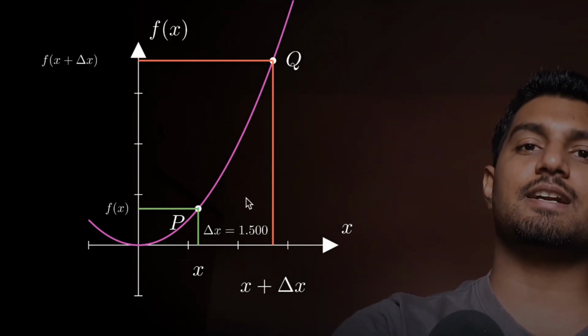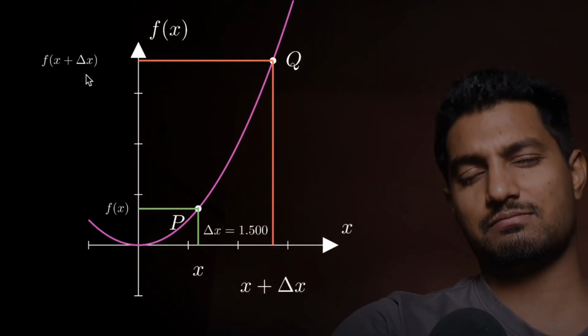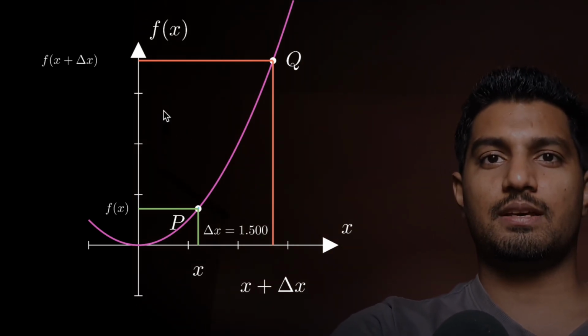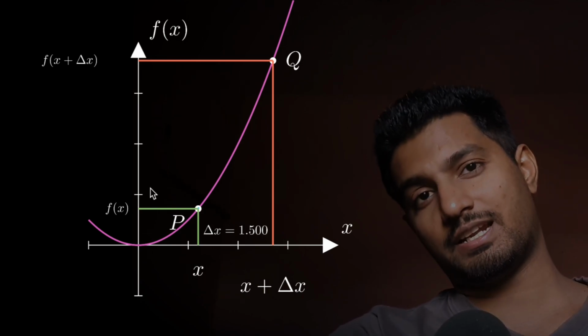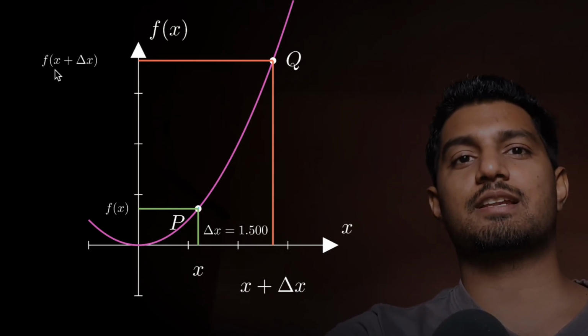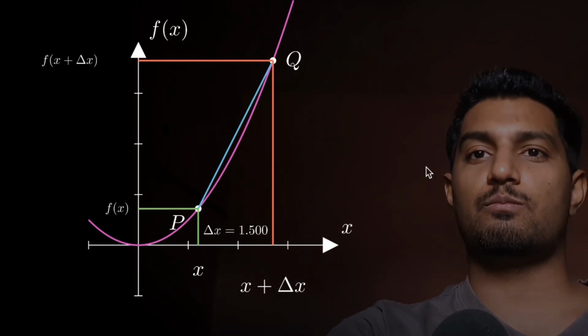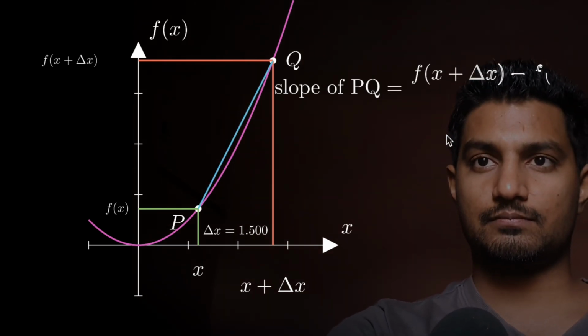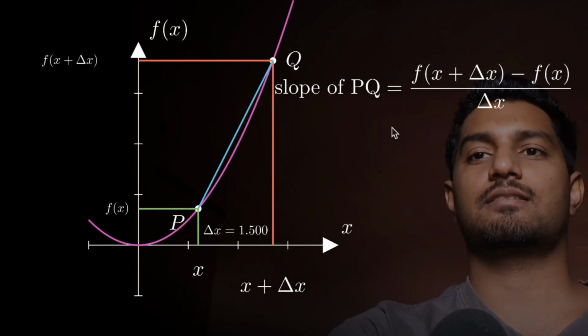And if you input x plus delta x, the output will be f(x plus delta x), right? As we have learned this a lot in functions. So the difference between the orange and green line will basically be f(x plus delta x) minus f(x). So if I have to find the slope of this, the formula will be something like this. This difference, right? Rise over run.